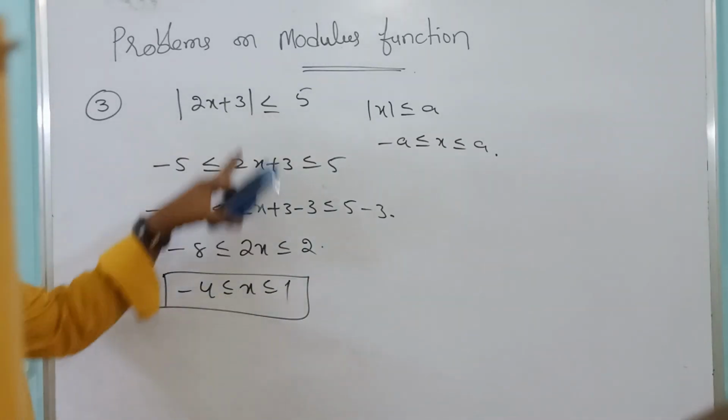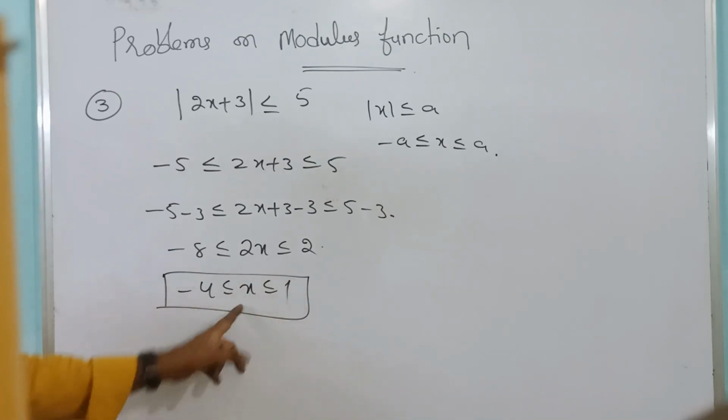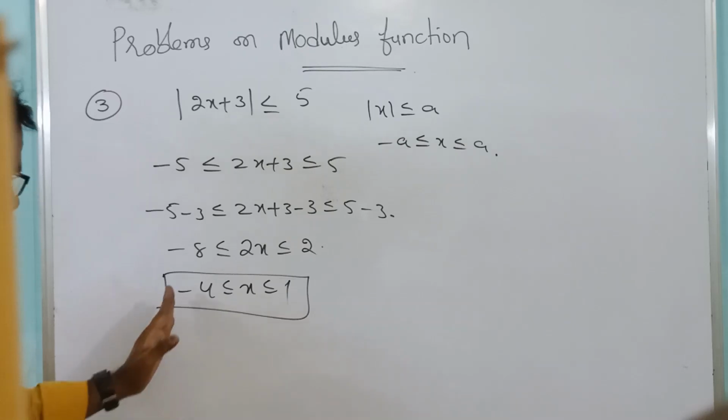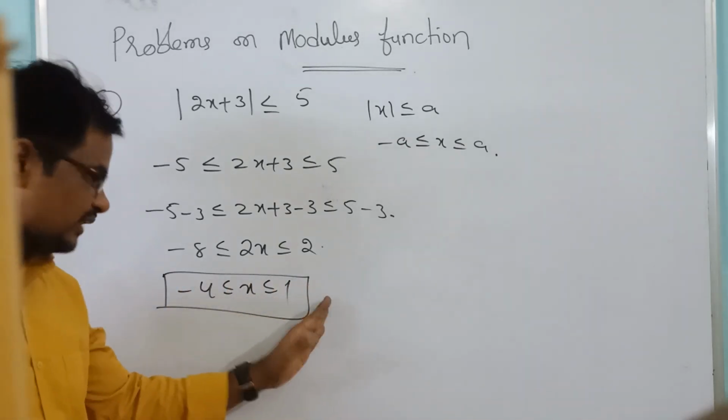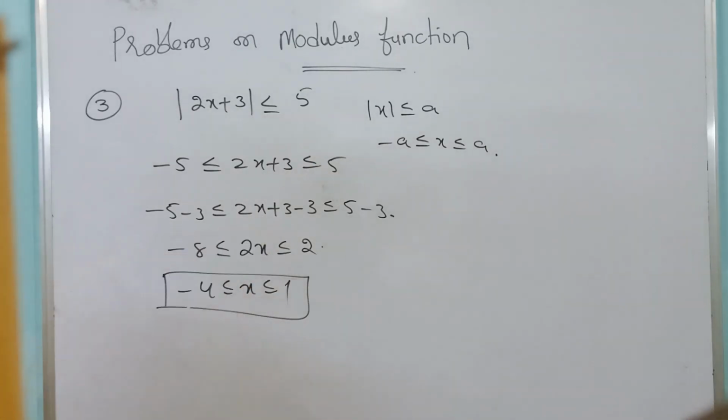From this, substitute any one value that exists. Between minus 4 to 1, substitute 0: 3 less than 5 only. So between minus 4 and 1, including minus 4 and 1, any value you substitute will satisfy it.